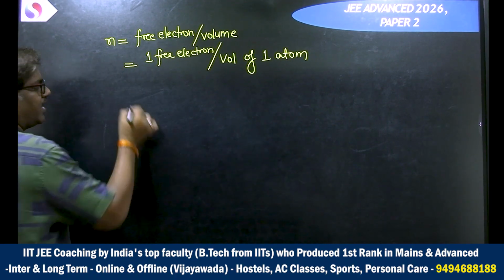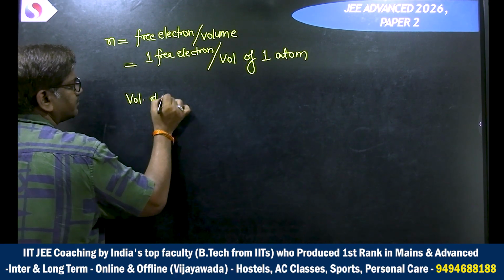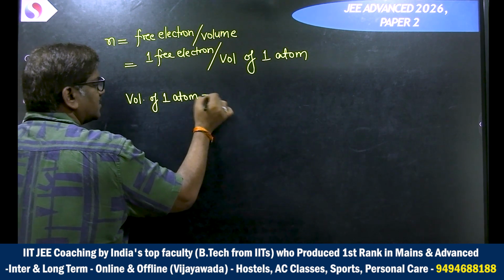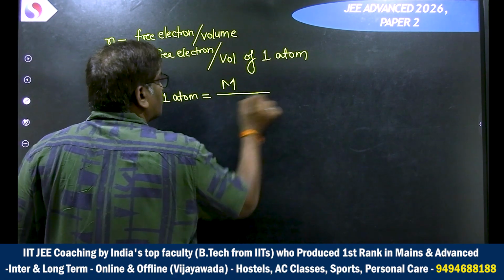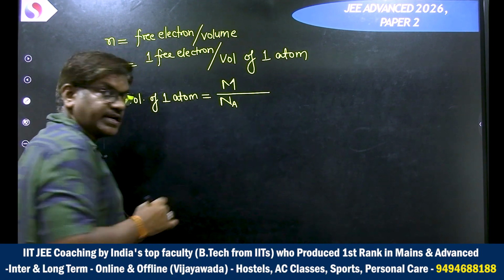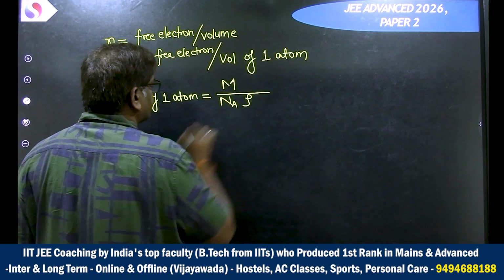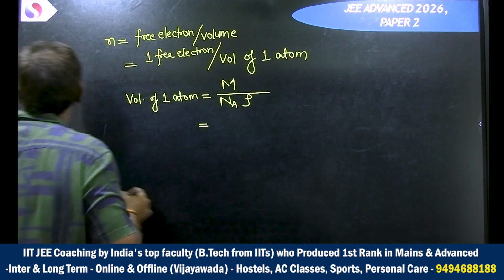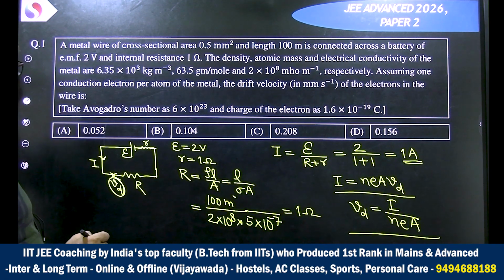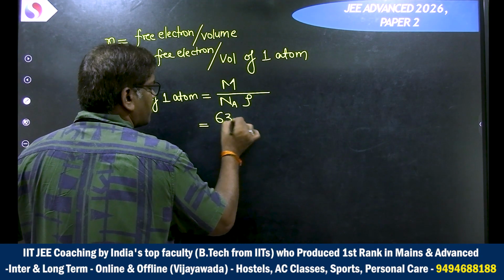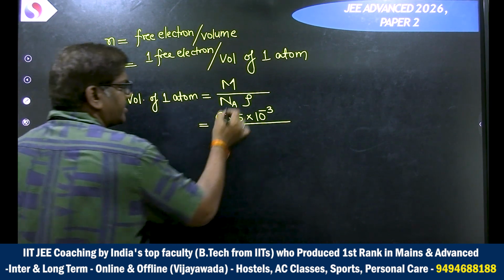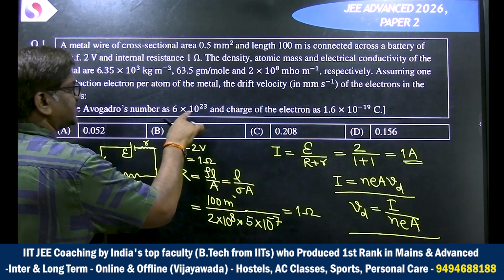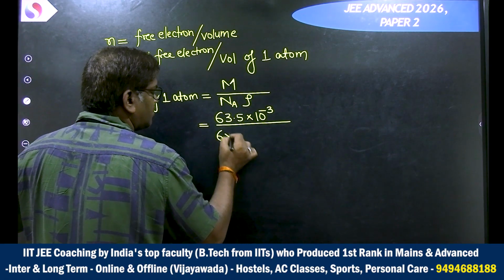And to find out the volume of one atom, we can use the molar mass, which is the mass of 1 mole. So the mass of one atom will be M by Na, divided by density. All right, these values we can put, which are given to you. So for the metal wire, 63.5 grams per mole, that will be the molar mass. So 63.5 into 10 raised to the power minus 3 kg per mole.